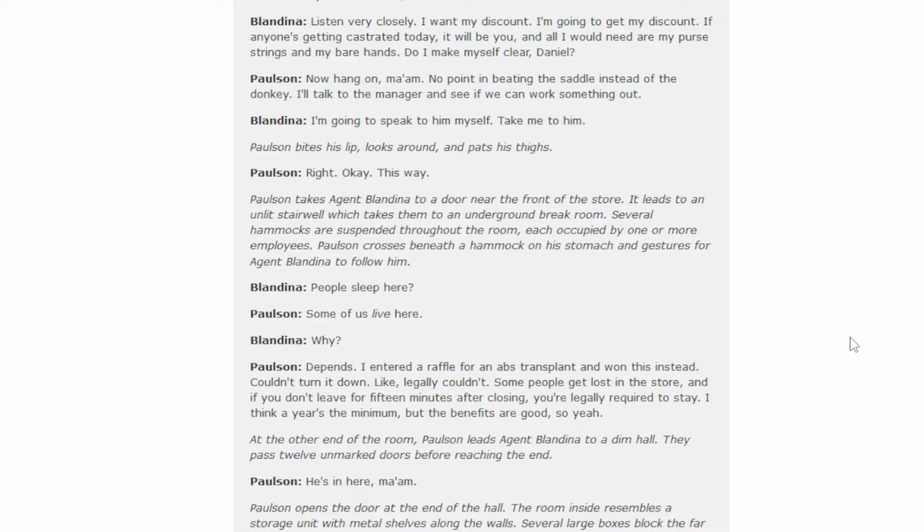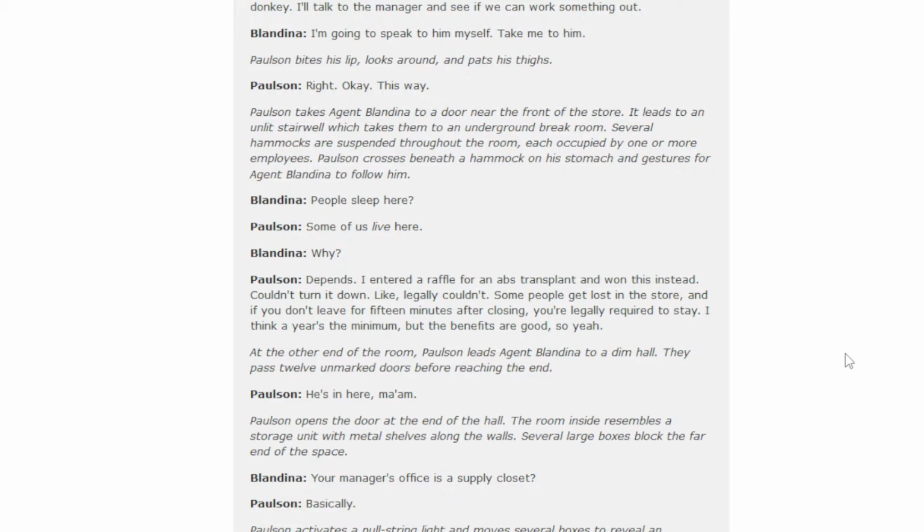People sleep here? Yes, some of us live here. Why? Depends. I entered a raffle for an ab transplant and instead won this instead. Couldn't turn it down, like legally couldn't. Some people get lost in the store, and if you don't leave for 15 minutes after closing, you're legally required to stay. I think a year's the minimum. But the benefits are good, so yeah.